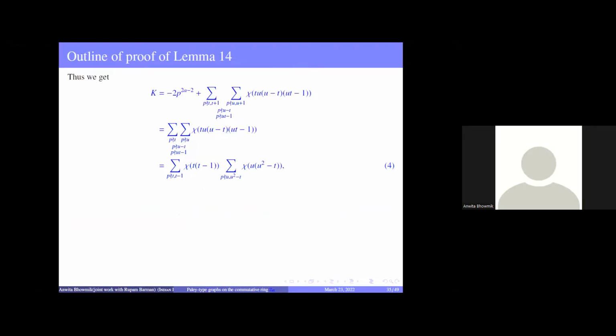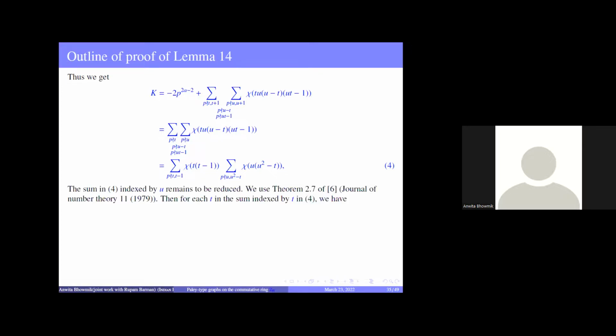After doing that, we get that capital K becomes of this form. In the last line, the outer sum depends only on the variable t, but the inner sum depends on both u and t. To evaluate this inner sum now, we refer to theorem 2.7 of this paper by Berndt.